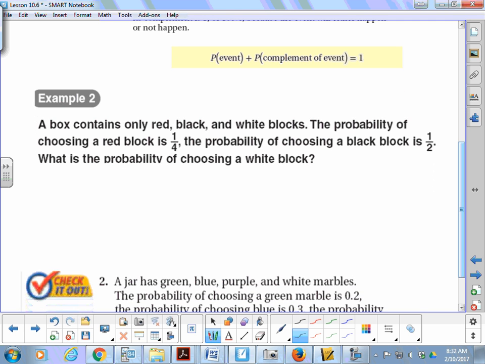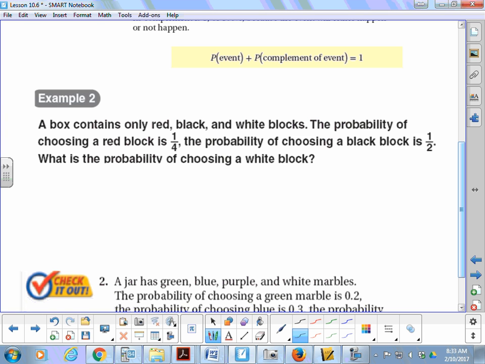So here, a box contains only red, black, and white blocks. The probability of choosing a red block is 1/4. The probability of choosing a black block is 1/2. What is the probability of choosing a white block? Right. And so we know that these three things have to add up to 100%.